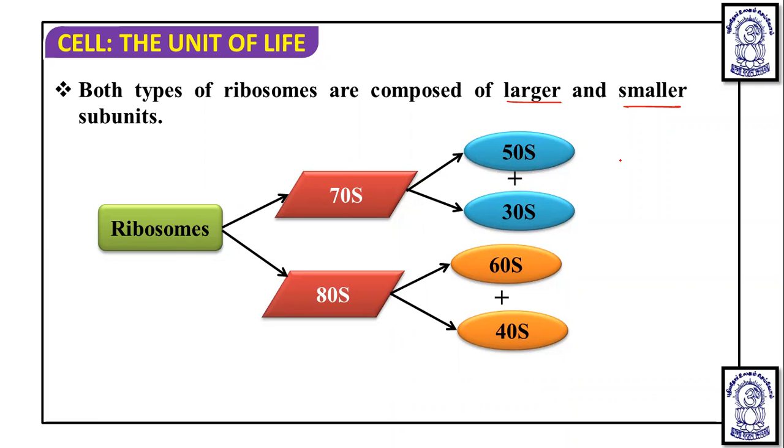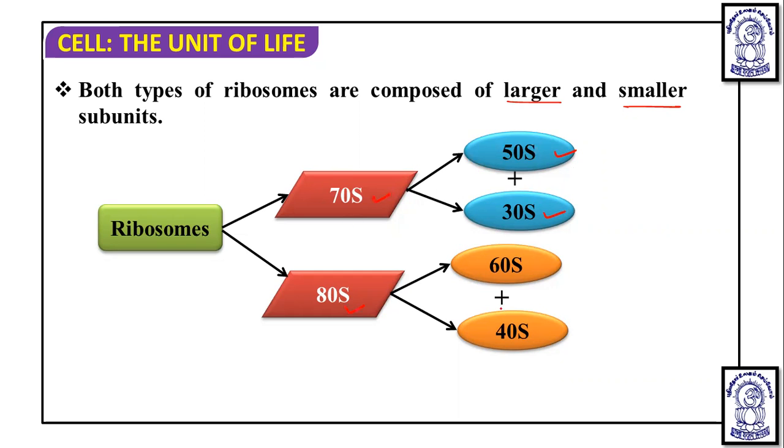Why is it 70S? Because when we take this ribosome as a whole, as 70S, and float it in the capillary tube, it will take 70 into 10 to the minus 13 seconds. But if we take its two subunits and put them individually in the capillary tube, then it will take 50 into 10 to the minus 13 second for the larger subunit and 30 into 10 to the minus 13 second for the smaller subunit. But combined, it will take less time. Because of this, we write it as 70S.